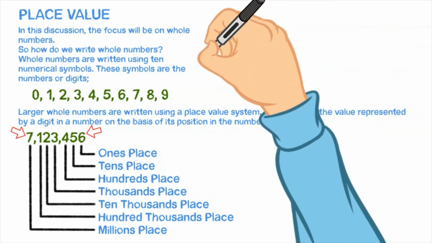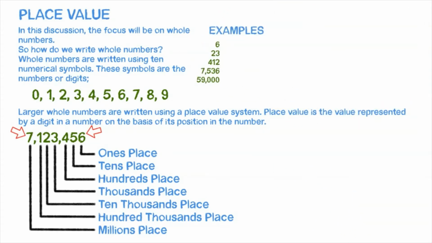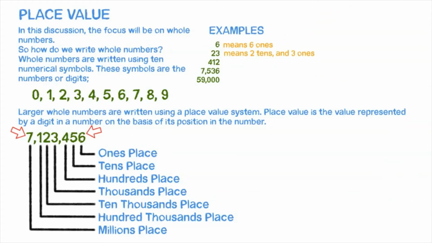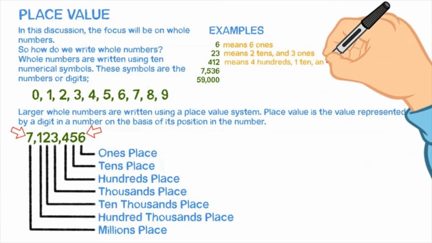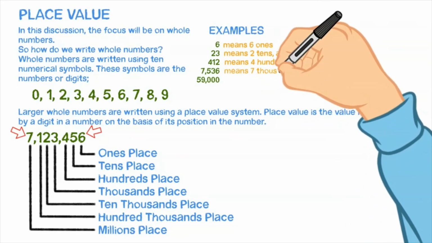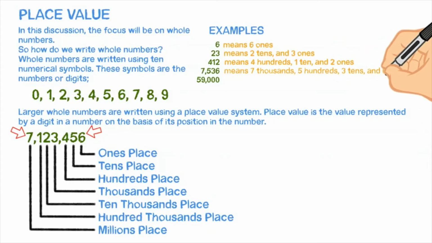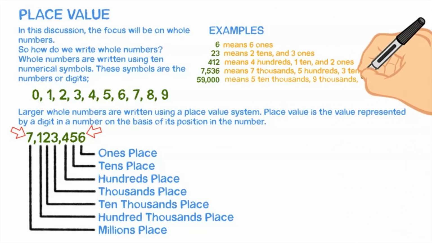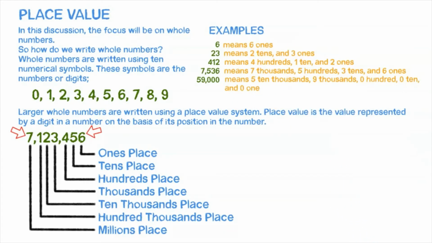Let us have more examples. 6 means 6 ones. 23 means 2 tens and 3 ones. 412 means 4 hundreds, 1 ten, and 2 ones. 7,536 means 7 thousands, 5 hundreds, 3 tens, and 6 ones. 59,000 means 5 10,000s, 9 thousands, 0 hundreds, 0 tens, and 0 ones.